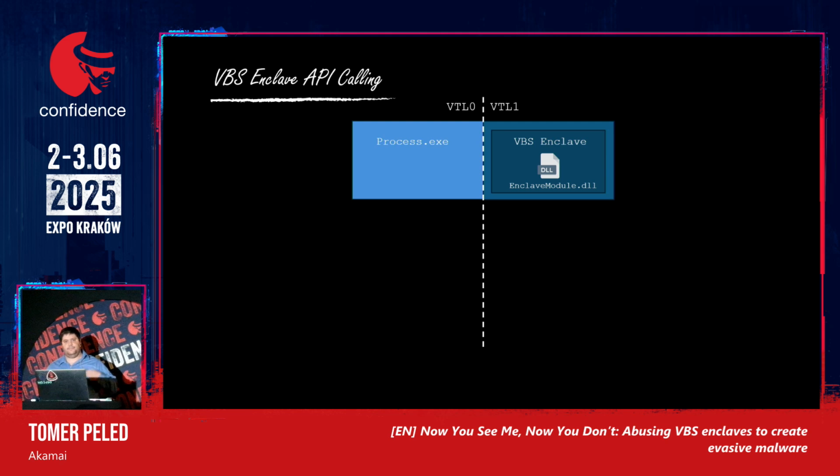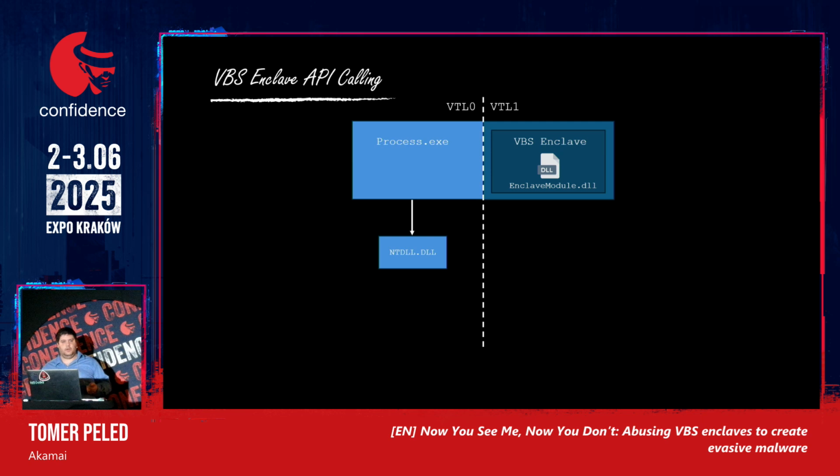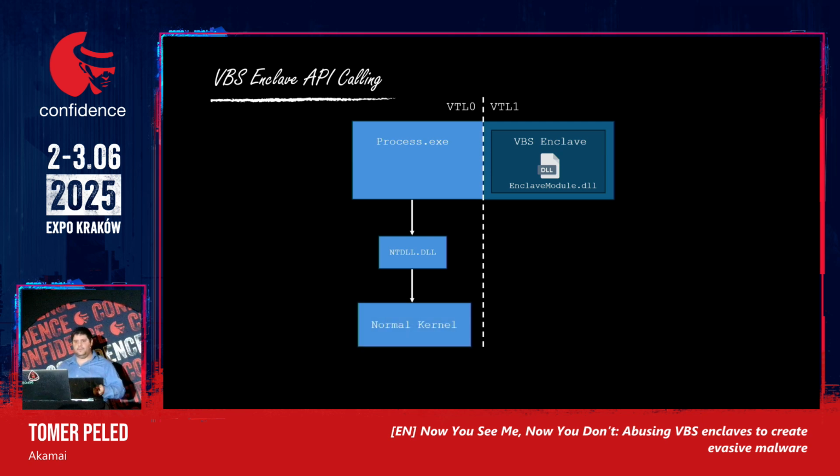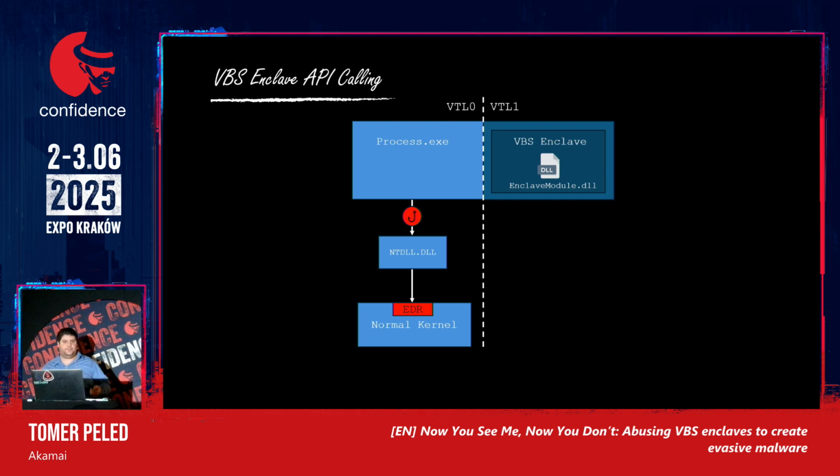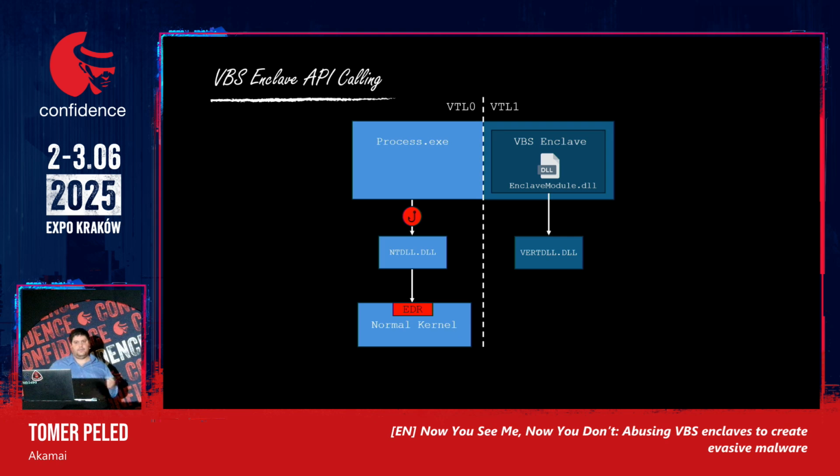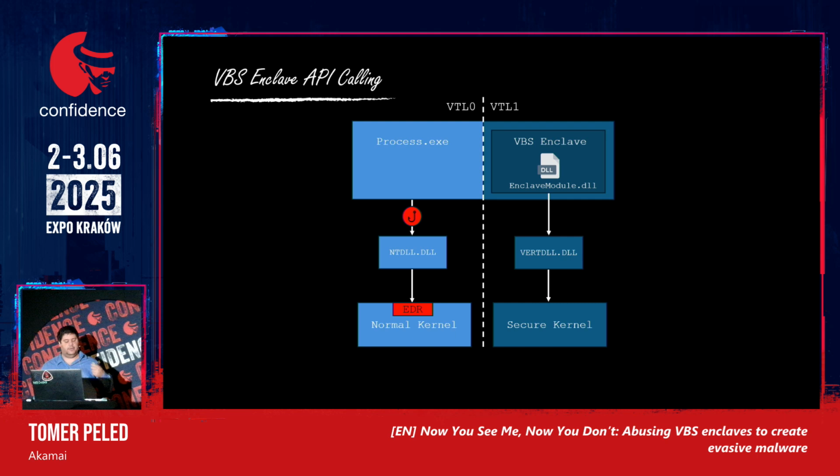To illustrate this, let's see the following example. On the left, we can see a process that has been created, and on the right, we have an enclave inside VTL1. The process will first load NTDLL. NTDLL will be hooked by an EDR, and the EDR will be inside the kernel mode waiting for any API call from the process. Enclaves are not loading NTDLL. They will load virtDLL, which will communicate with the secure kernel. All API calls from the enclave will go to the secure kernel and will not be able to be hooked by EDRs.